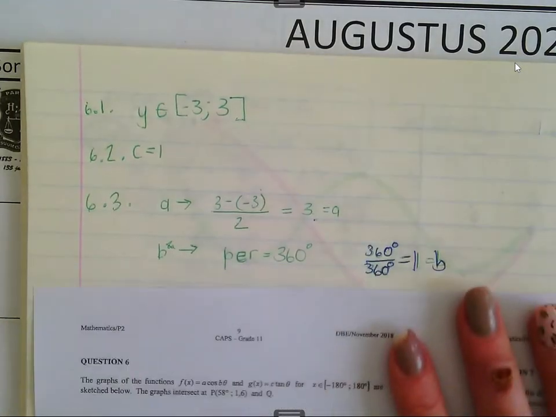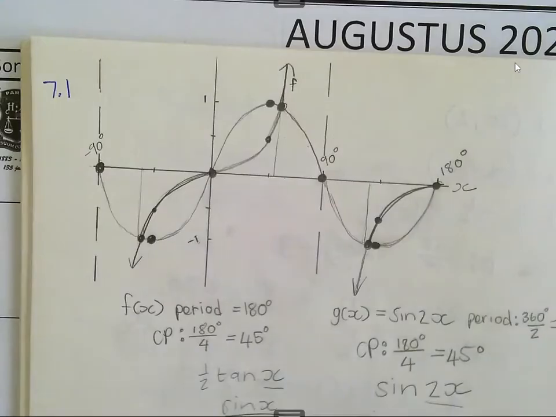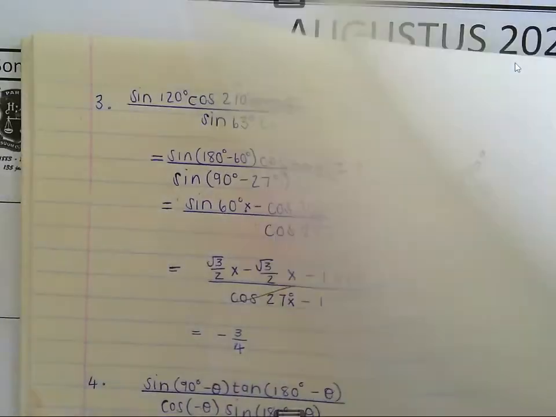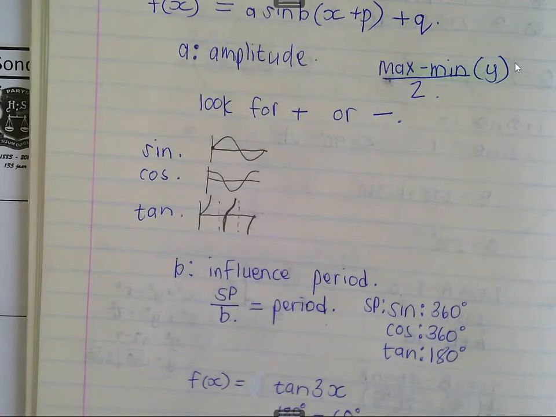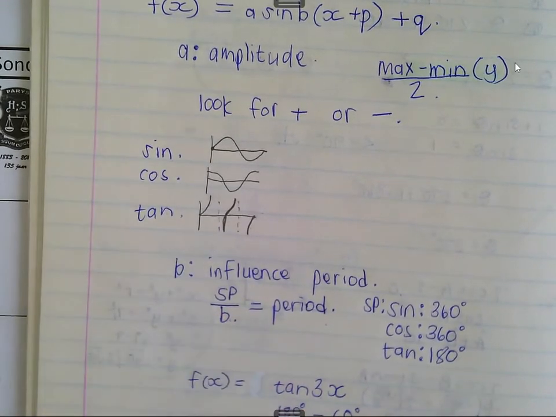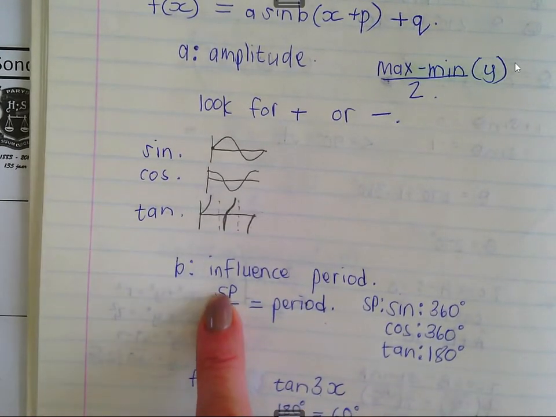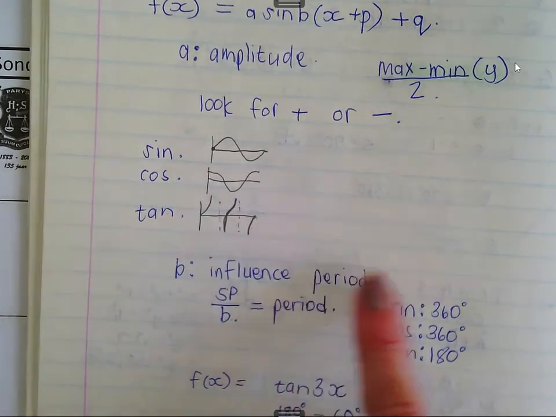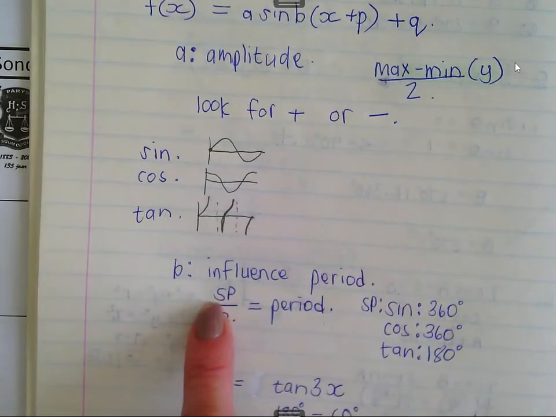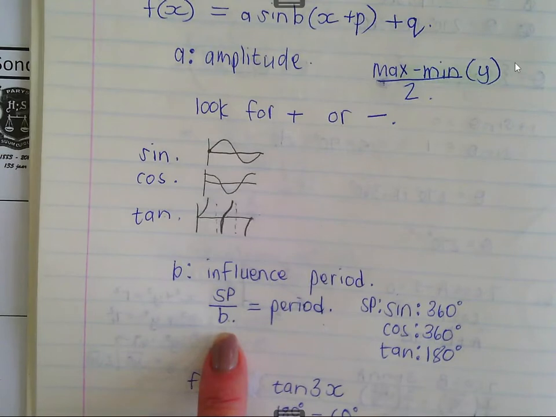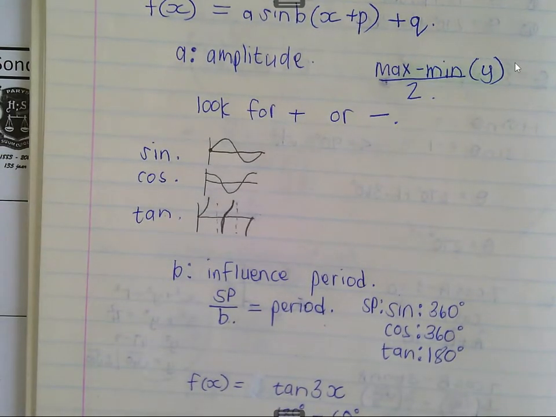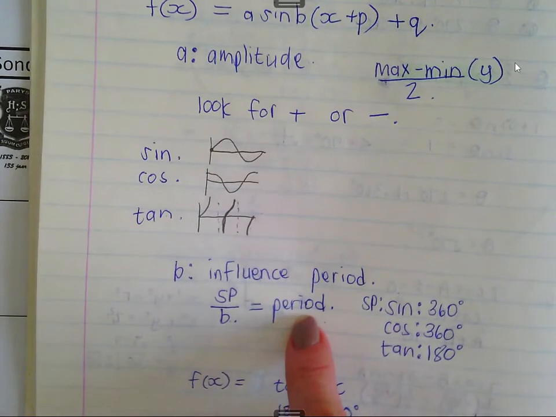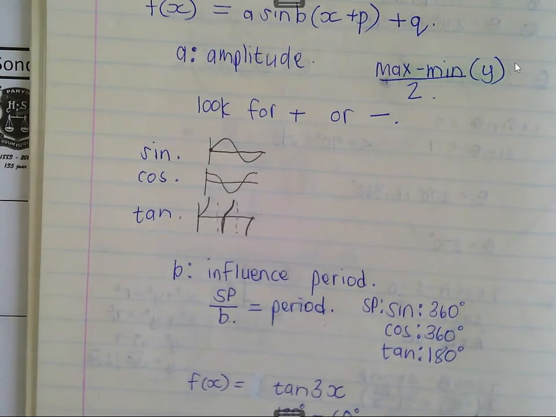The calculation that we use, I just want to show you that we did write it down, was here. No, we didn't write it down. We just spoke about it. We said that B influenced the period. So you take the standard period, divide by B to give you the graph's period. But now we're working it backwards. Now we have the graph's period. We should know the standard period, and we want to calculate B.